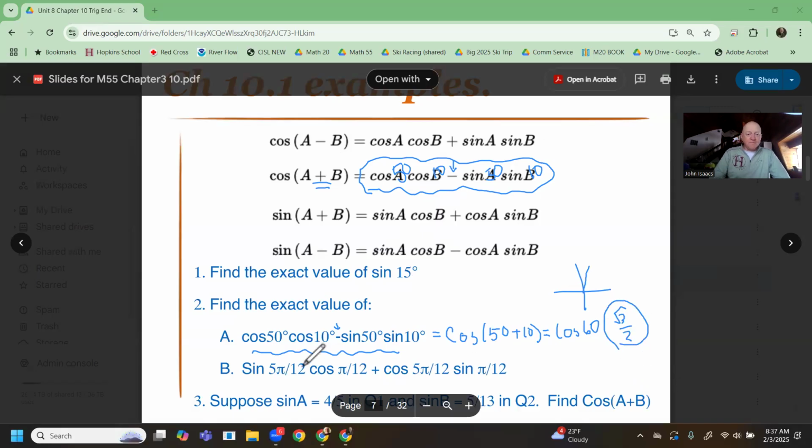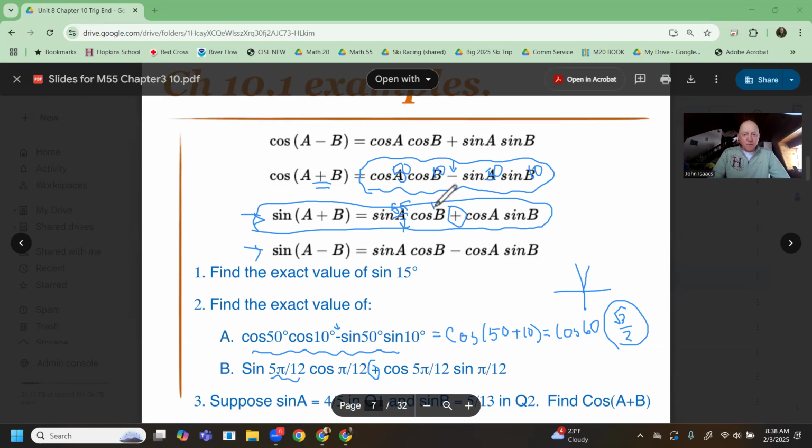Now, B is in radians. This is one where there's a sine and a cosine next to each other, a sine and a cosine next to each other. So that's the sine equations, one of these two. There's a plus sign here, so the plus sign here. So we're in this equation. And A is 5 pi over 12.